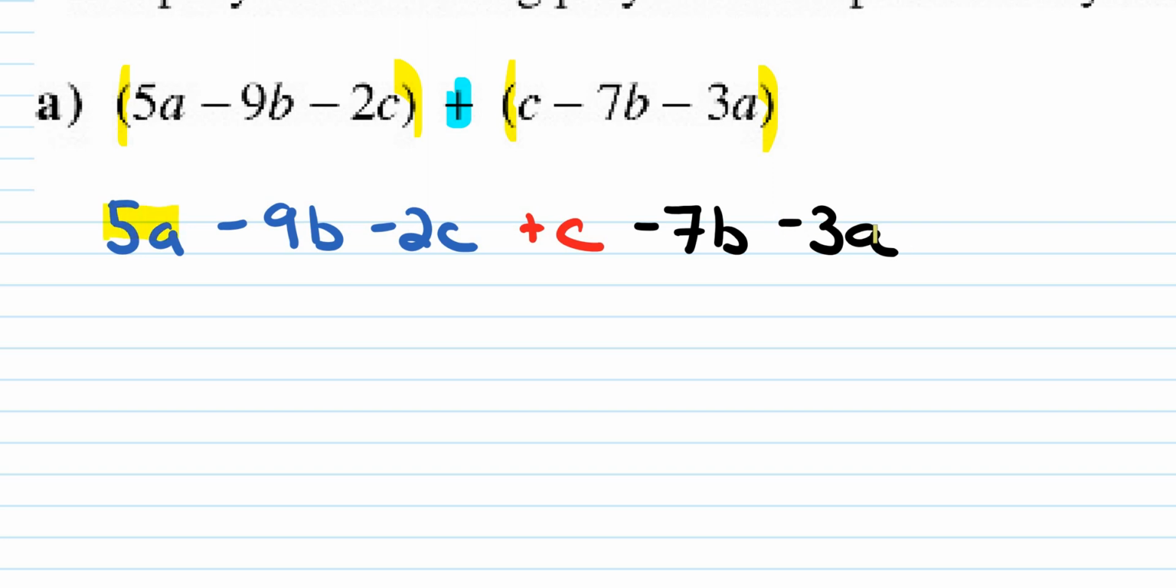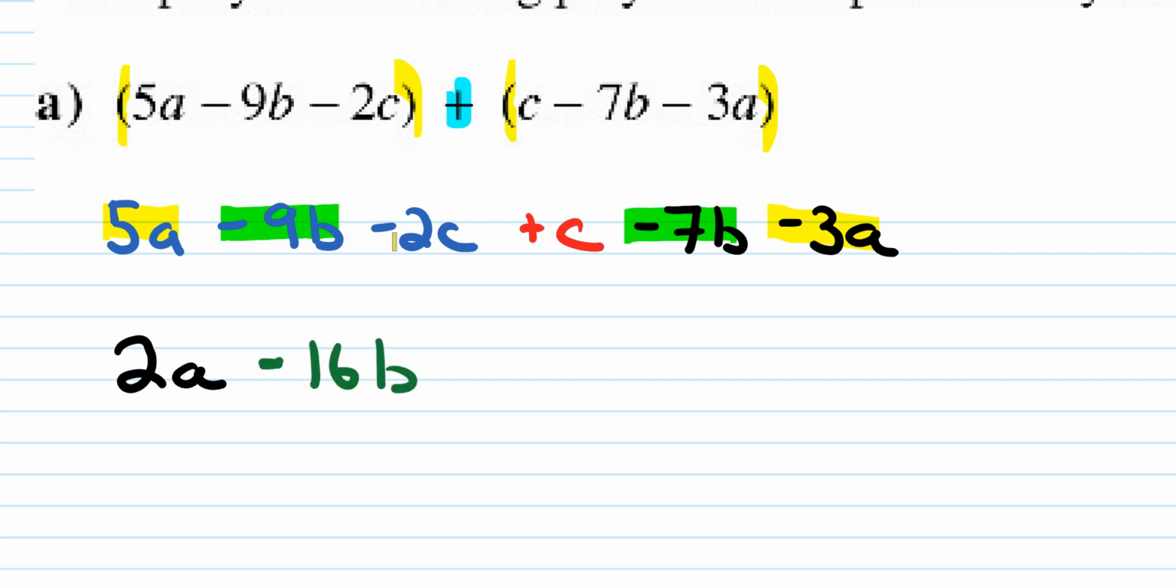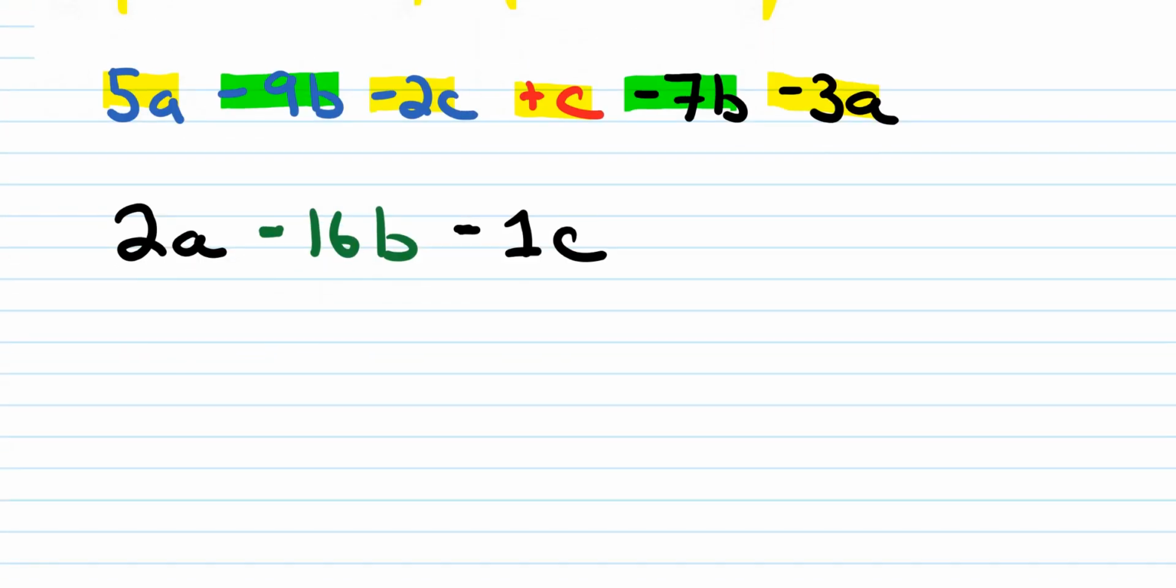I have a 5a and a negative 3a, so that's like 5 apples minus 3 apples, which is going to be 2 apples. And then I have a negative 9b and a negative 7b, so negative 9 minus 7 is going to be negative 16, so negative 16b. And now we have negative 2c plus c, right? So negative 2 plus 1 is going to be negative 1c. Okay, so that's a correct answer. You can also write this as 2a minus 16b minus c if you like. So you don't need to write the 1 there. So just write that as minus c.